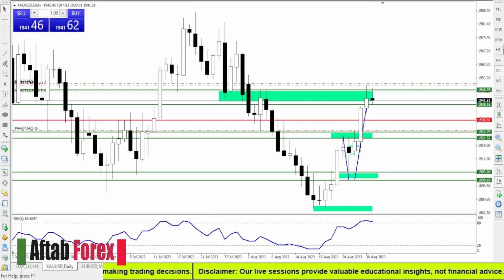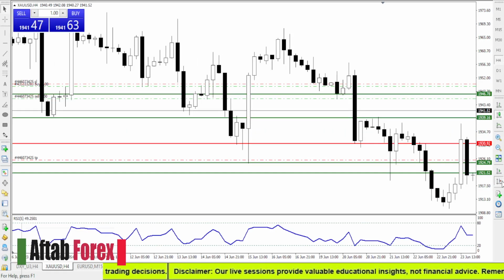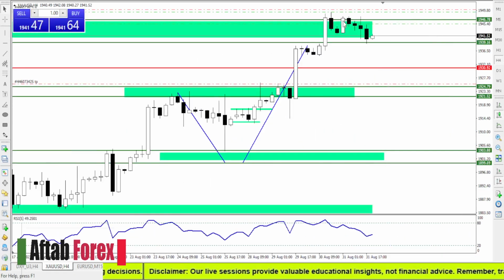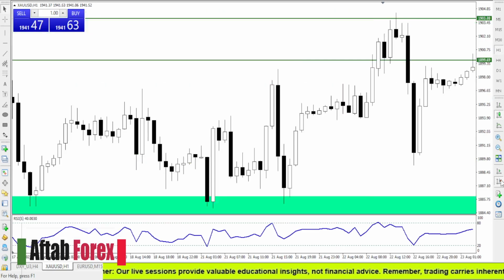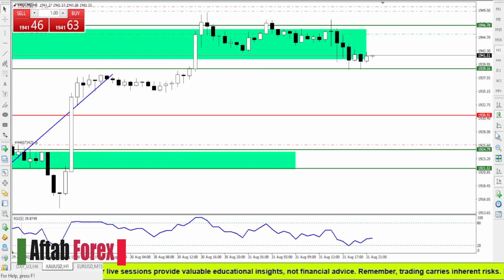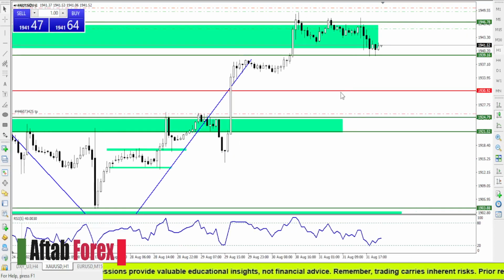Gold US dollar, my friends. On the gold US dollar, what I said last night, everyone was taking buy. What I said was it's going to make a consolidation zone right here, and I will be switching to the H1 to find out what actually it's going to give me. I'm holding a sell position as well.